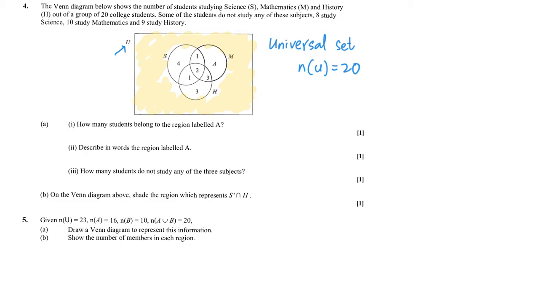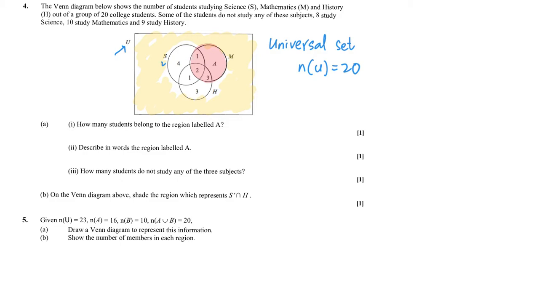And 8 study science. The science circle should be 8. If we see here 4, 1, 1, 2, that makes 8. It means no issues with the science circle. And 10 study maths. So the maths circle here should be 10. If you see here, the maths circle, let me color it. Maths is here, should be 10.